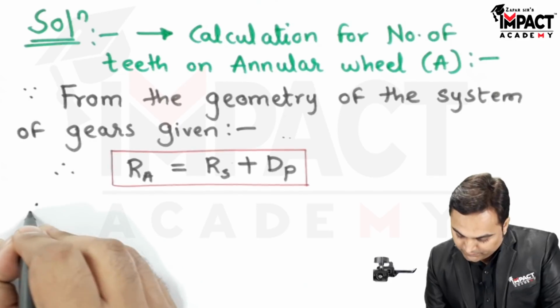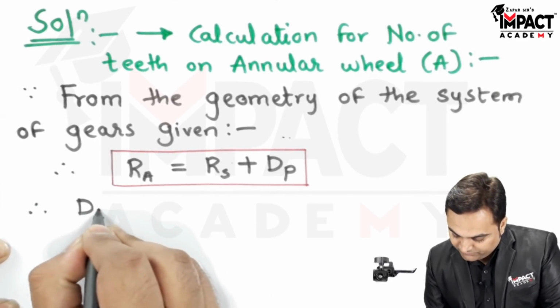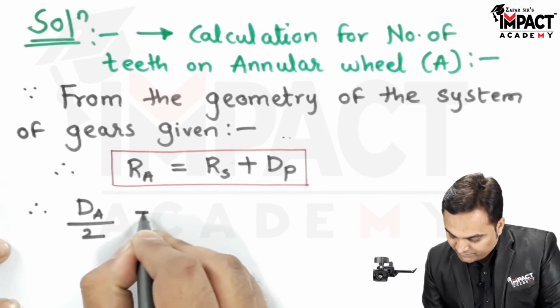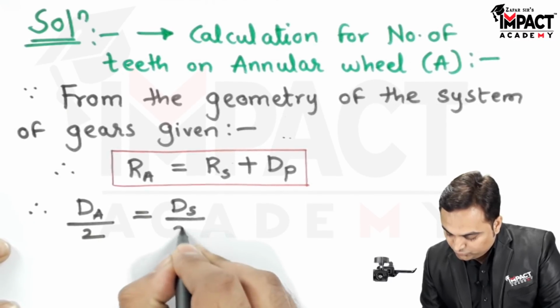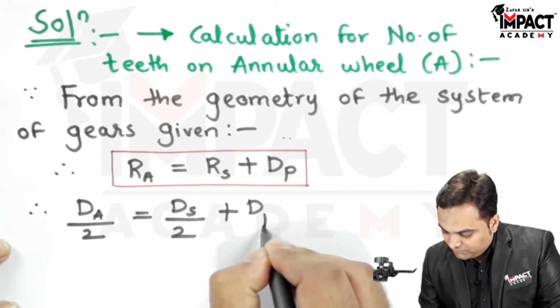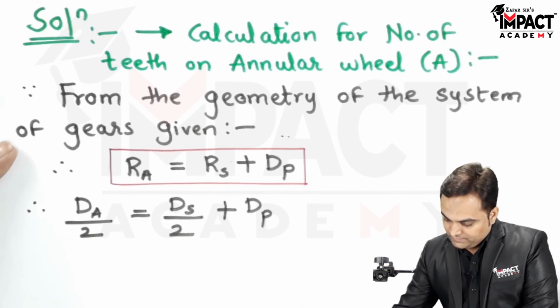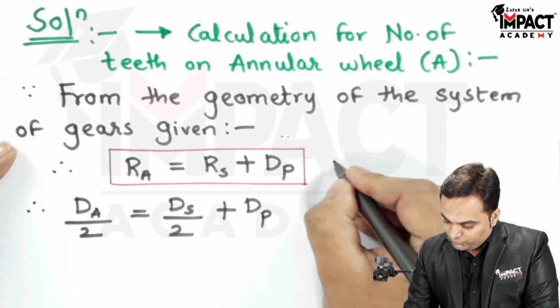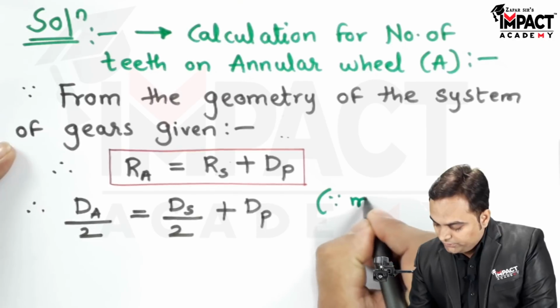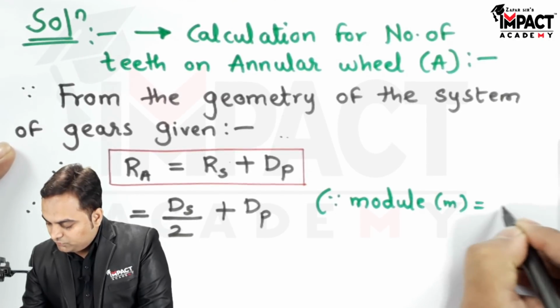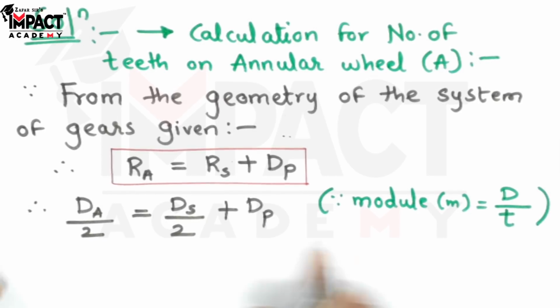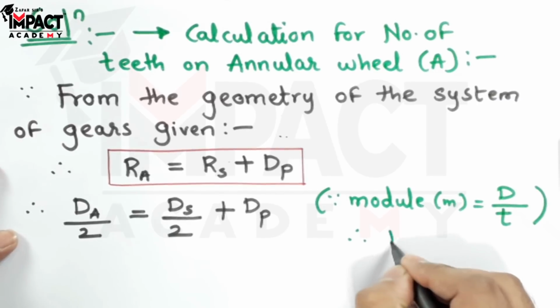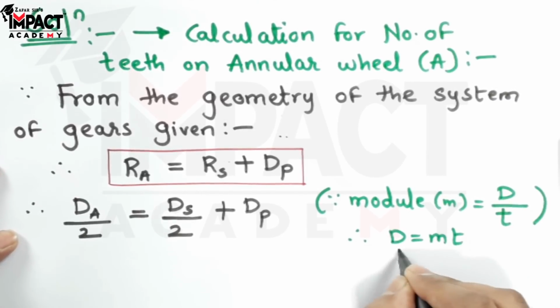Next, radius of annular can be written as the diameter of annular wheel divided by 2, that is half of the diameter. Radius of sun wheel similarly can be written as the diameter of sun wheel divided by 2, and this diameter of planet wheel will remain as it is. Then also the relation is between the module, that module m is equal to the pitch circle diameter, which is capital D, upon the number of teeth, and here whatever diameters we are using, these are the pitch circle diameters. So from this I can say that diameter is equal to module into number of teeth.